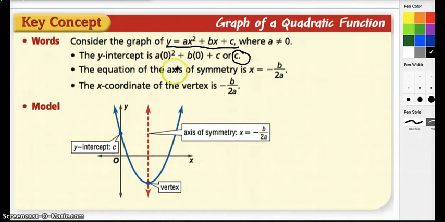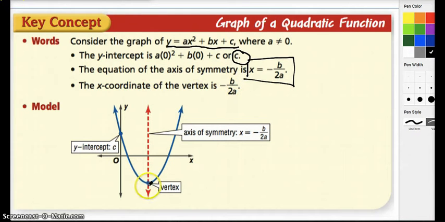The equation of the axis of symmetry, this is so important, is going to be x is equal to -b over 2a. So what this is saying is, if I want to know the equation of that line that runs straight down the center of my parabola, all I have to do is see the equation and say, oh, the opposite of b over 2 times a, negative b over 2a. This is going to be so super helpful for us. The x-coordinate of the vertex is going to be negative b over 2a, which makes sense.